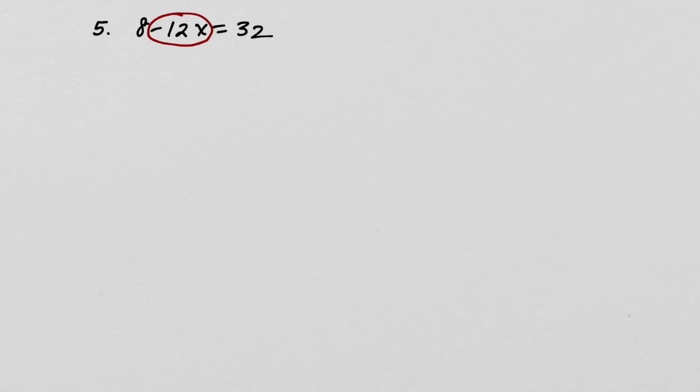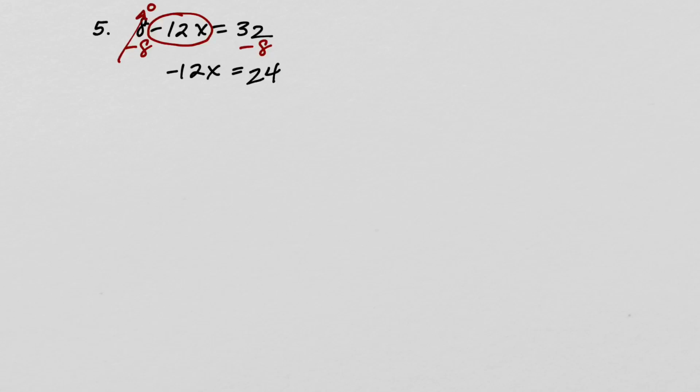I need to get rid of a positive 8, so I'm going to do negative 8 on both sides. That's going to add to 0. I'm going to get negative 12x equals 32 minus 8, and that's going to give me 24.